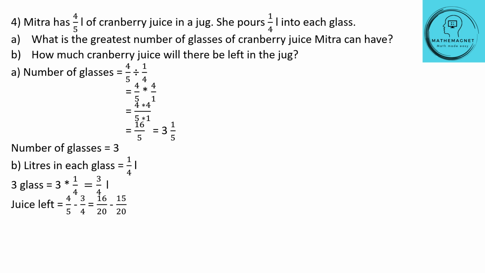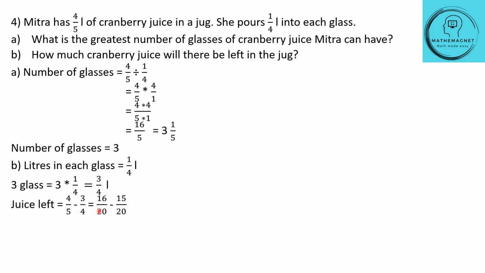We will make 4/5 and 3/4 into like fractions to make the subtraction easy. So it becomes 16/20 minus 15/20. I hope you all remember how to convert a fraction to like fraction. We will have to multiply the fraction by the other fraction's denominator. For example, 4/5 will be multiplied by 4. So it becomes 4 into 4 by 5 into 4. It becomes 16/20.